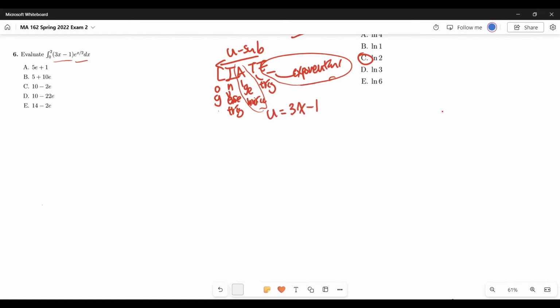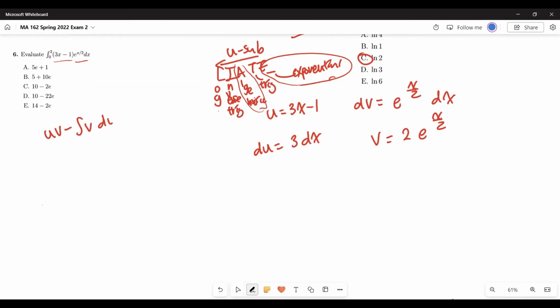And then let's put dv as e^(x/2) dx. So then v would be 2e^(x/2), and du would be 3 dx. And if you remember, the integration by parts formula is uv minus the integral of v du. So u is 3x minus 1, and v is 2e^(x/2), minus the integral of 2e^(x/2) times 3 dx.